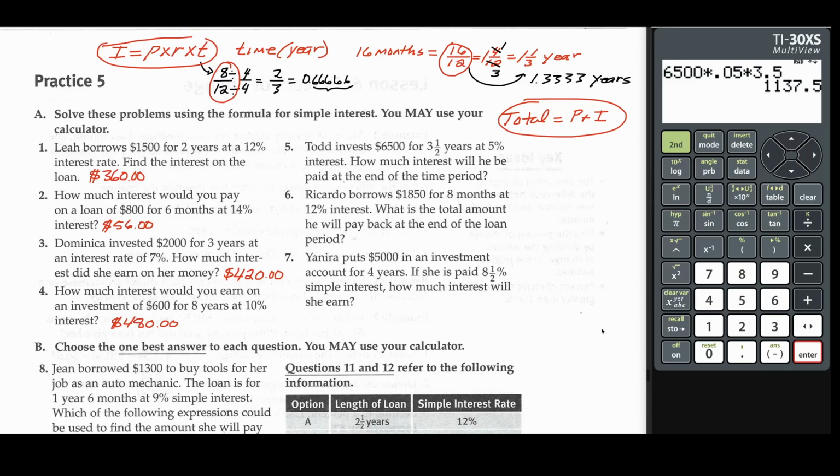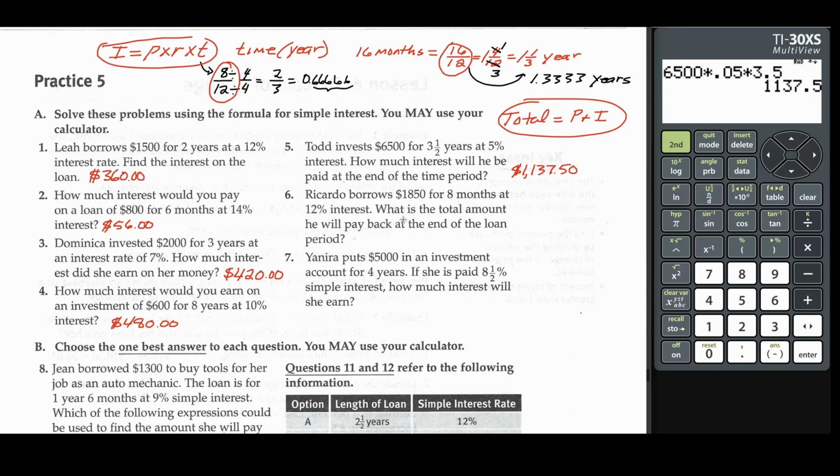So let's keep that amount. So dollar sign $1,137.50.